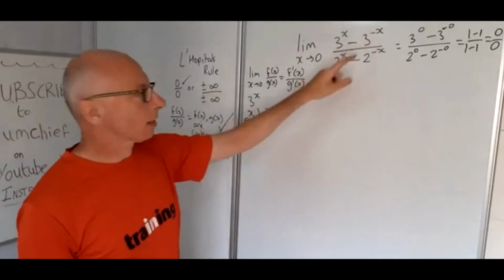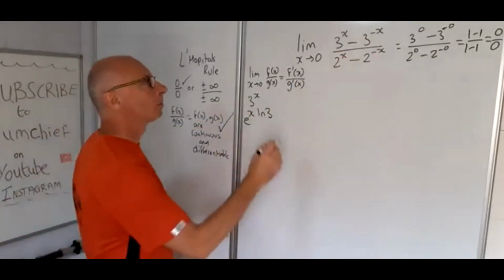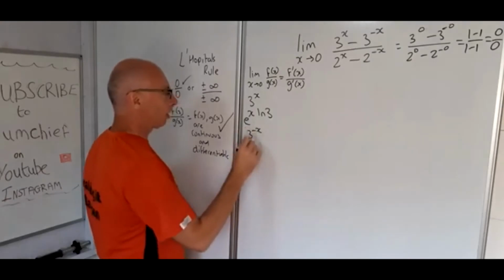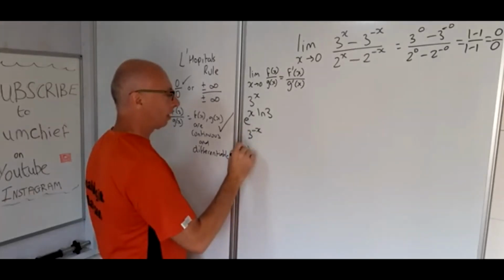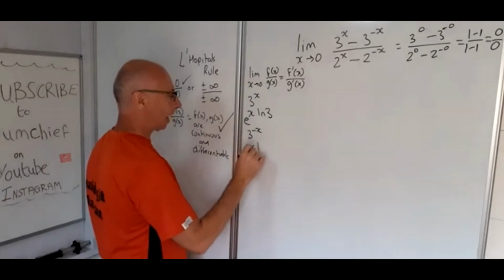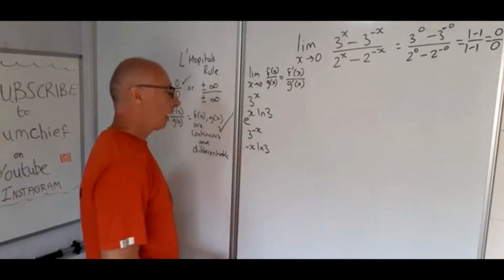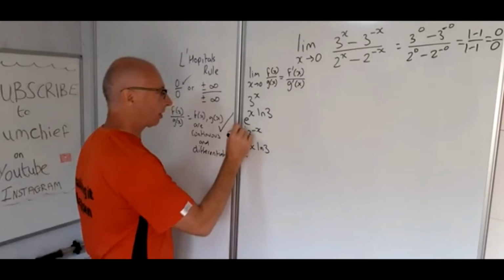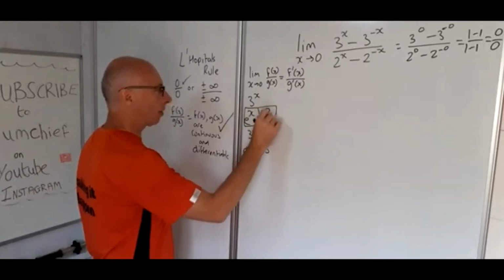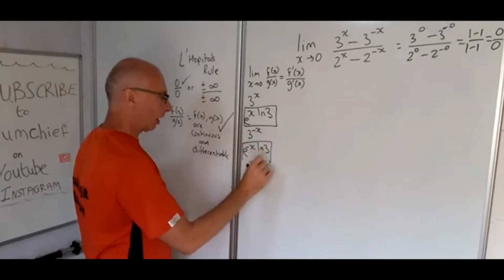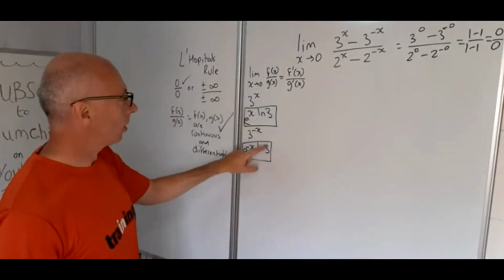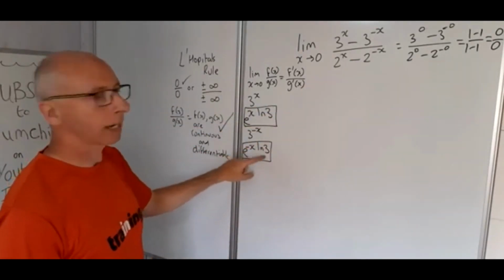3 to the minus x will be the same here. So let's put that down here. 3 to the minus x. So take the log of that. We get minus x ln 3. And then just take the exponential of that. That gives us our derivative of that one. And then the same with the 2 to the x and 2 to the minus x. We just change this to x ln 2 and minus x ln 2.